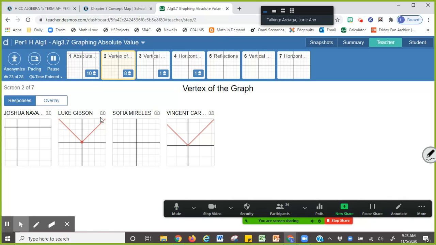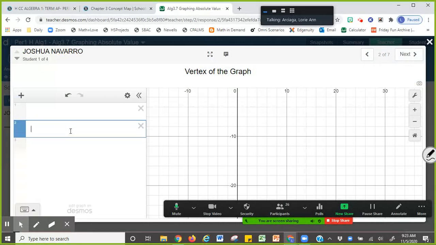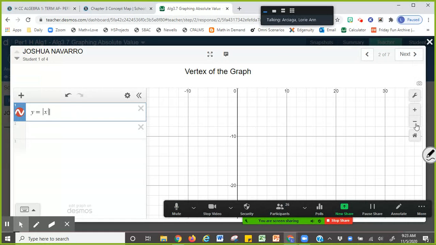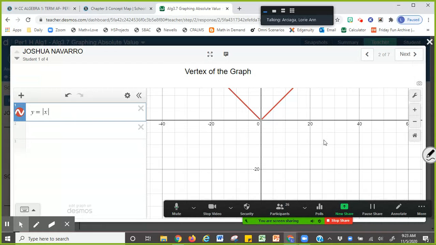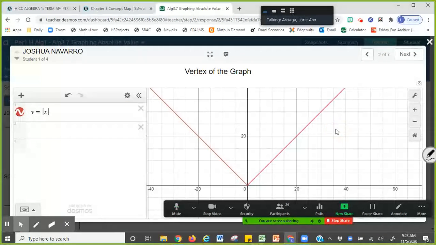I'm going to borrow Joshua's screen, right? Thank you. Okay, so I'm using Joshua's screen right now. Our goal here is to discover where to find the vertex. So go ahead and type in your original function again: y equals the absolute value of x. There you go. I'm going to zoom out so we can see Joshua's graph.